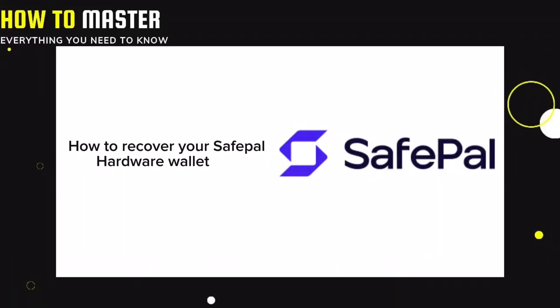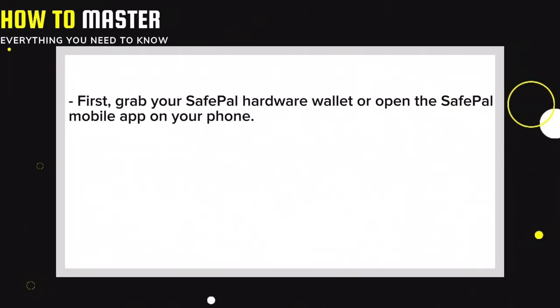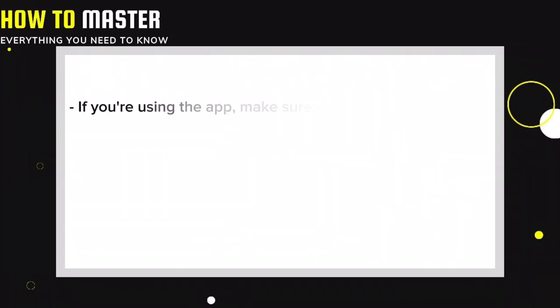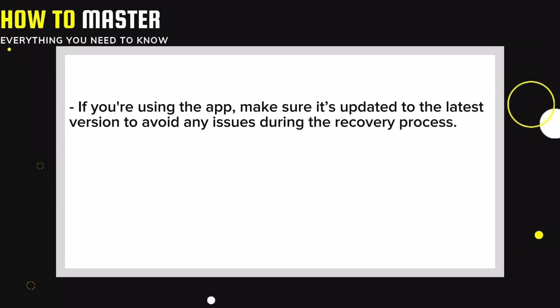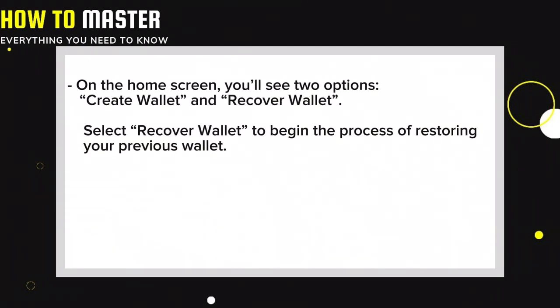In this guide, we are going to go through how to easily recover your SafePal wallet. Alright, so the very first thing you have to do is simply go ahead and grab your SafePal hardware wallet or open the SafePal mobile app on your phone. If you're using the app, make sure it's updated to the latest version to avoid any issues during the recovery process. Once you're on the home screen, you will then see two options, one that says create wallet and the other one that says recover wallet. So simply select recover wallet.